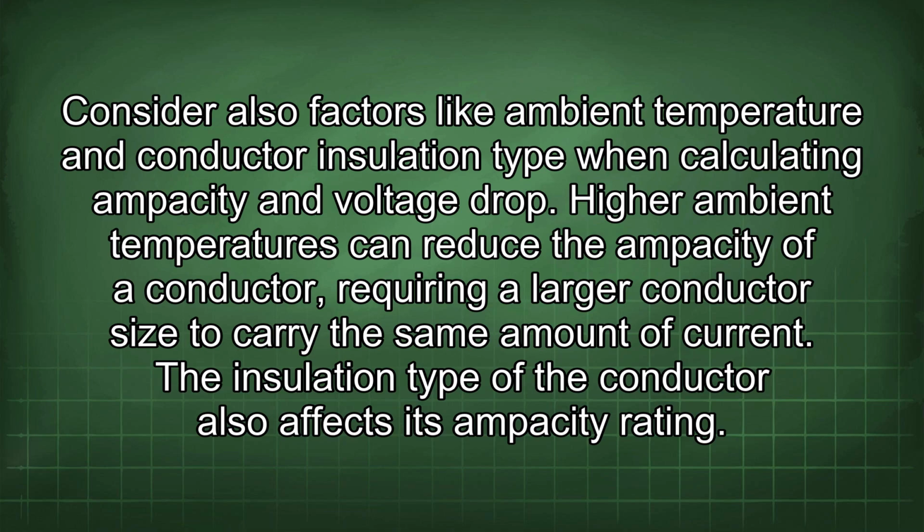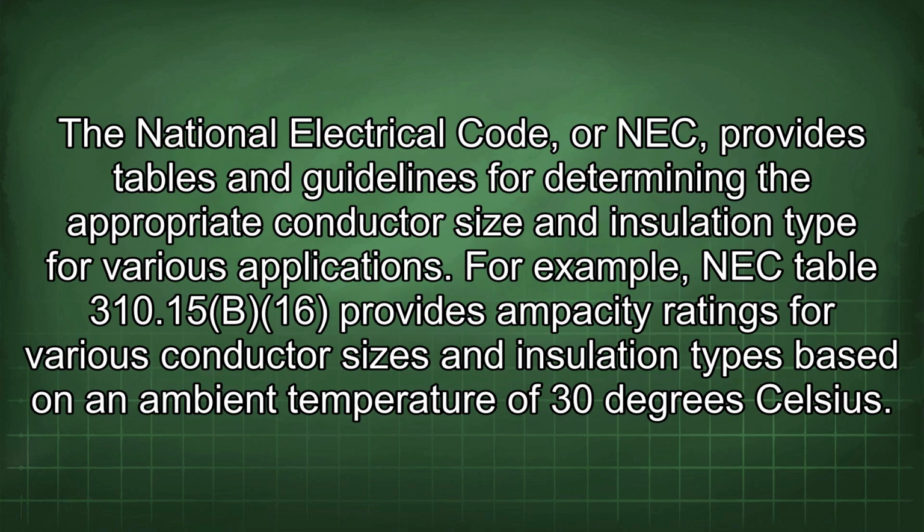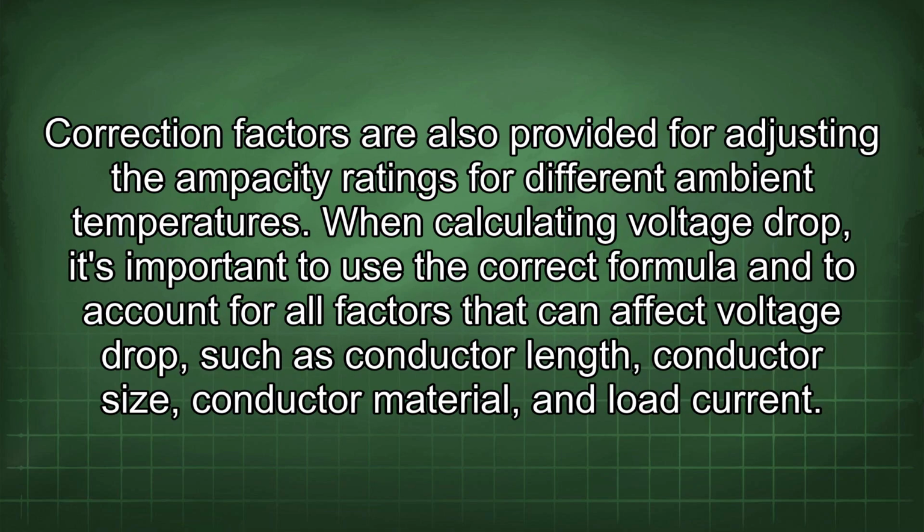Higher ambient temperatures can reduce the ampacity of a conductor, requiring a larger conductor size to carry the same amount of current. The insulation type of the conductor also affects its ampacity rating. The National Electrical Code, or NEC, provides tables and guidelines for determining the appropriate conductor size and insulation type for various applications. For example, NEC Table 310.15(B)(16) provides ampacity ratings for various conductor sizes and insulation types based on an ambient temperature of 30 degrees Celsius. Correction factors are also provided for adjusting the ampacity ratings for different ambient temperatures.